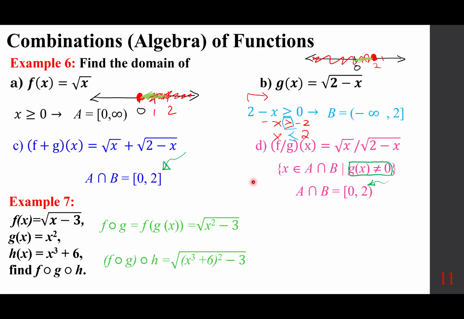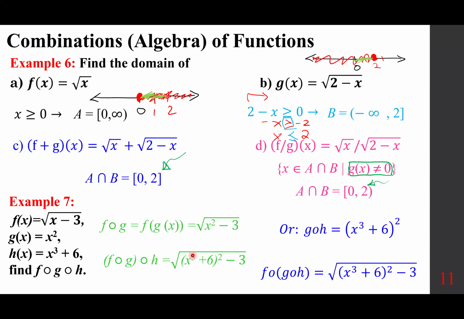If I want to get the composite of these two first, g o h, that means I replace the x here with x cubed plus 6. And now if I want to get f o g, this x must be replaced with this, which is exactly what we got over there, okay? So both of them will result in the same thing. And as long as you understand f o g and g o h, those orders must be followed. The rest is not going to make any difference.